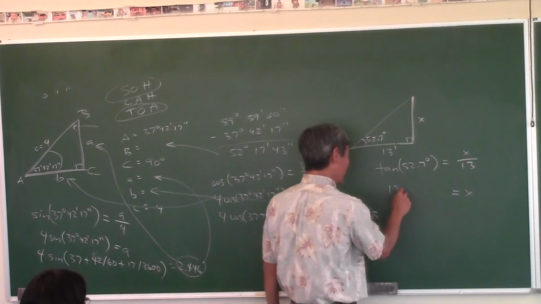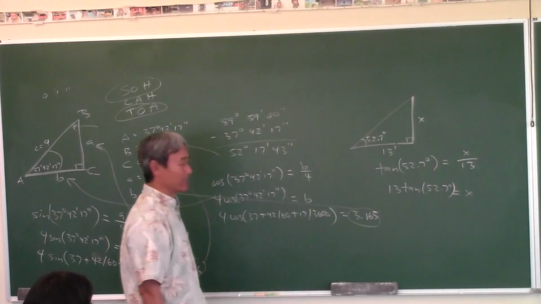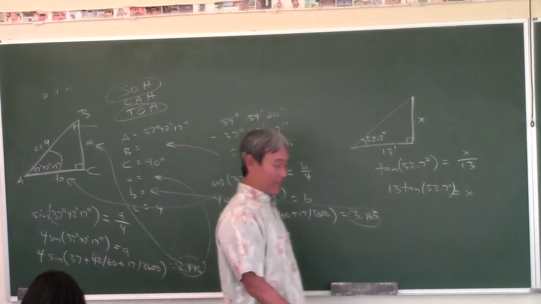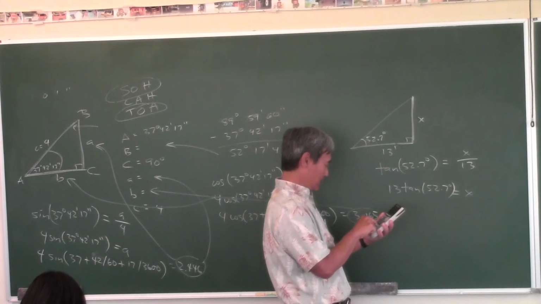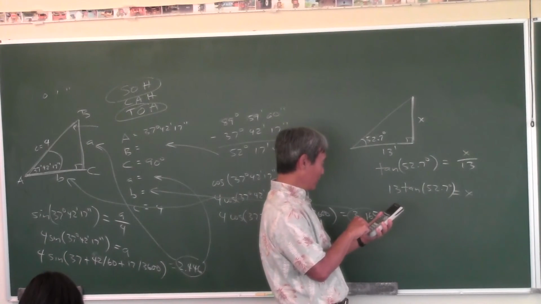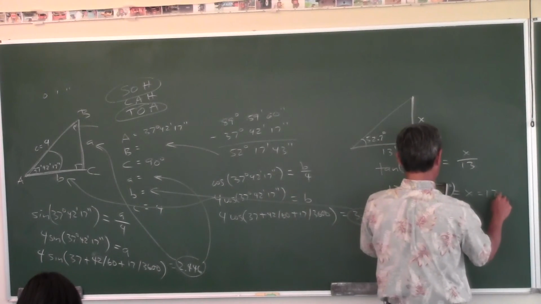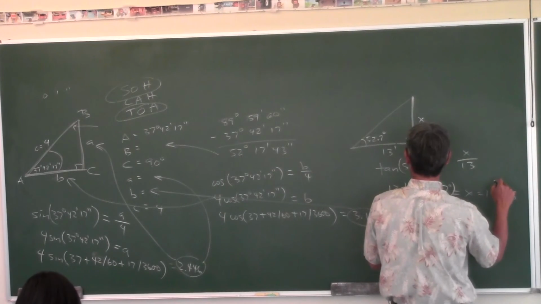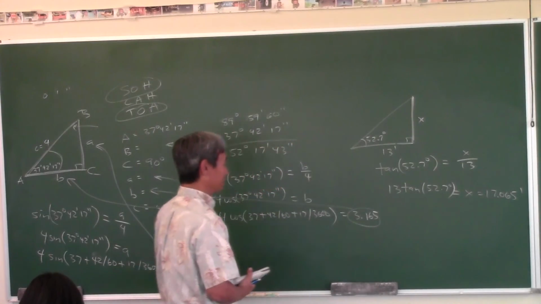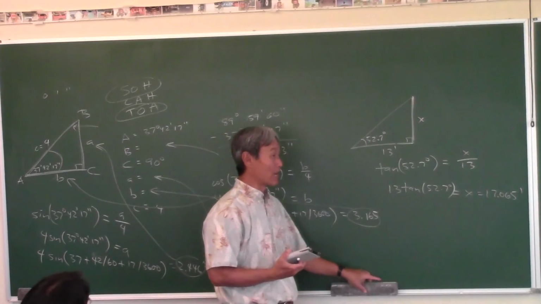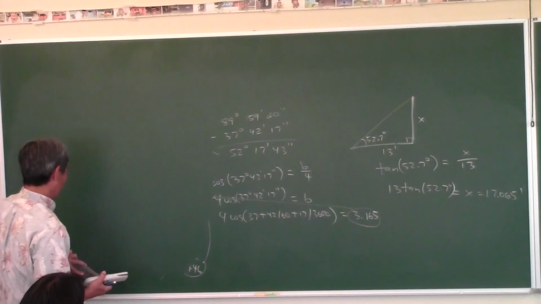Multiply both sides by 13. Bam! There you go. Punch that in on your calculator. See, it's way easier if I give you decimal degrees instead of minutes and seconds. 13 times tangent of 52.7 degrees. Ta-da! And I get 17.065 feet. That's not that tall. There you go. So you just got to figure out, do I use sine, cosine, or tangent? Okay, next. We've got 2 more examples to do.